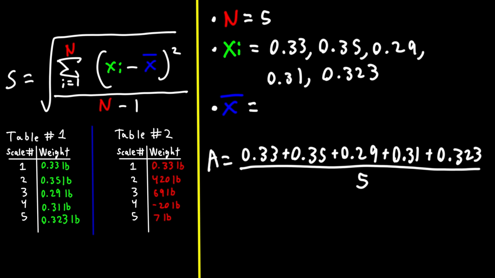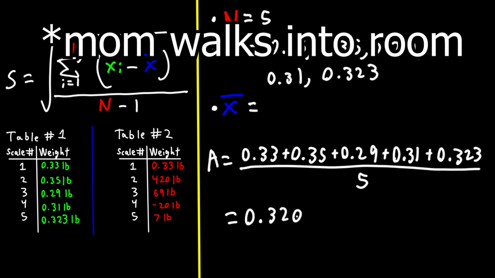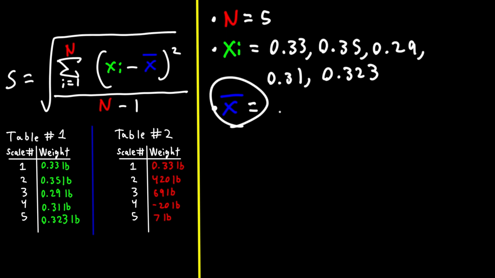Now, let's solve for this with our calculators. You should end up with a value of 0.3206. So this equals 0.3206. Now, we can rewrite the formula.